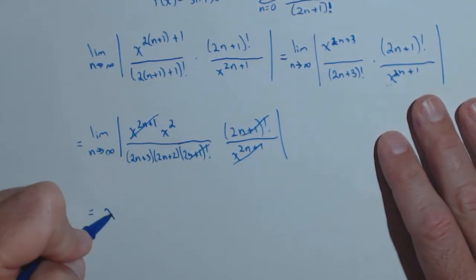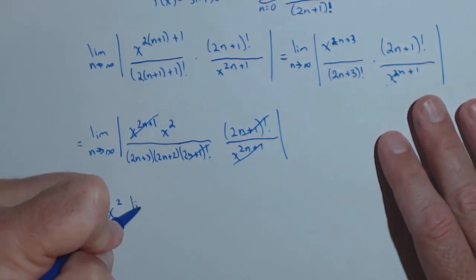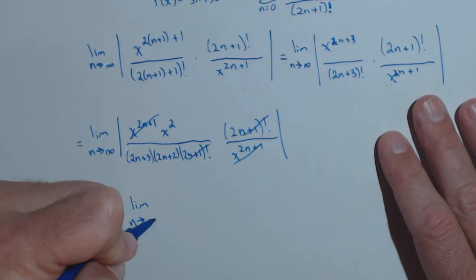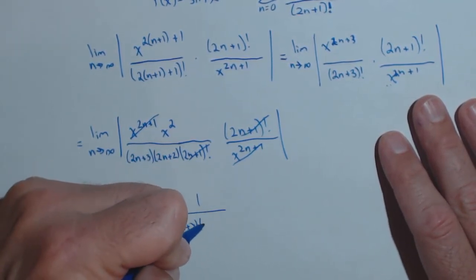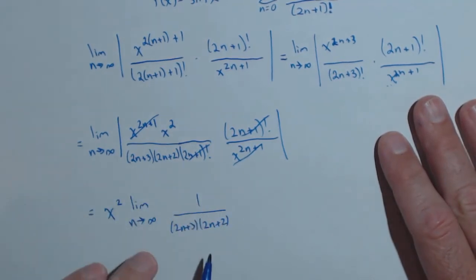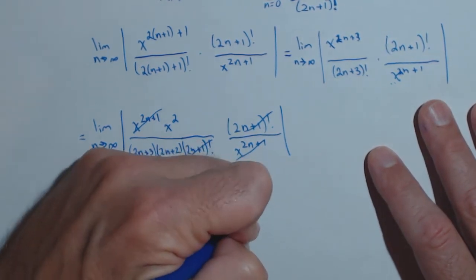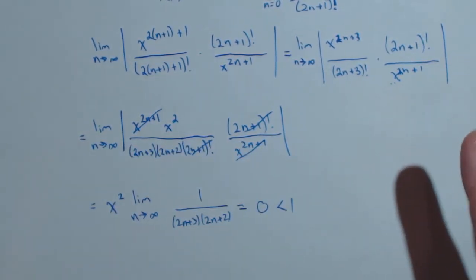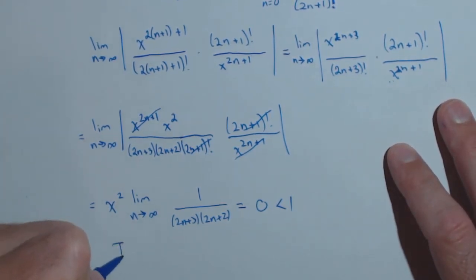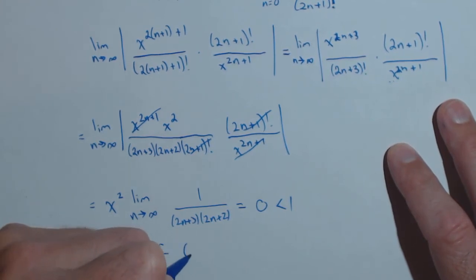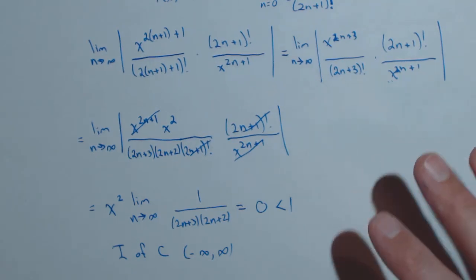Now I'm going to pull out the x squared, and I no longer need the absolute value because x squared is always going to be positive. The only part that depends on n is the limit as n goes to infinity of 1 over (2n plus 3) times (2n plus 2). I can see I've got 1 over something that's going to infinity, which means this equals 0, which means it's always going to be less than 1. This is our favorite case. This means we have a radius of convergence of infinity, and our interval of convergence is negative infinity to infinity, which means this Taylor series converges for all values of x.